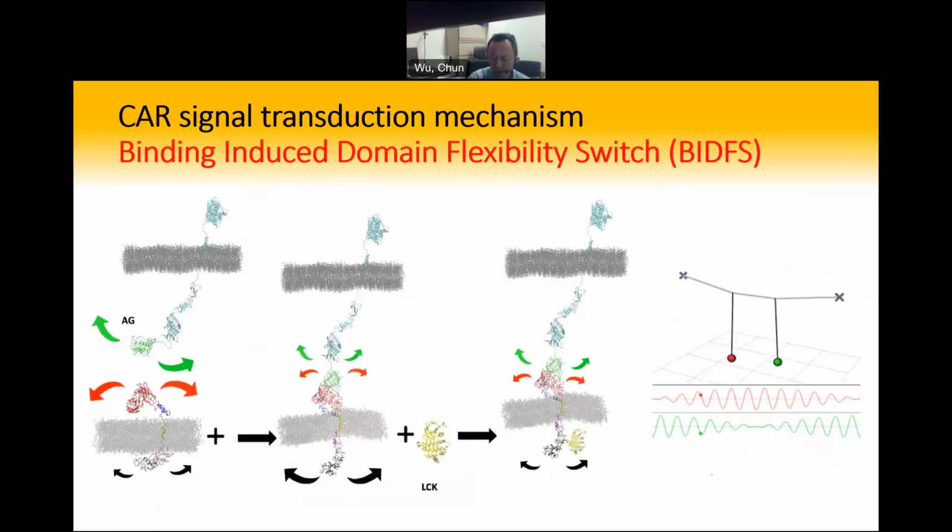So here's the mechanism we propose. It's called the binding-induced domain flexibility switch. Before the binding, this is the HER2 and the antigen, the antibody is very flexible and samples a large space. But once they bind, they become more fixed in position. Then the intracellular domain now searches for its partner, moving over a large space, which makes it easy for the kinase to bind and do phosphorylation.